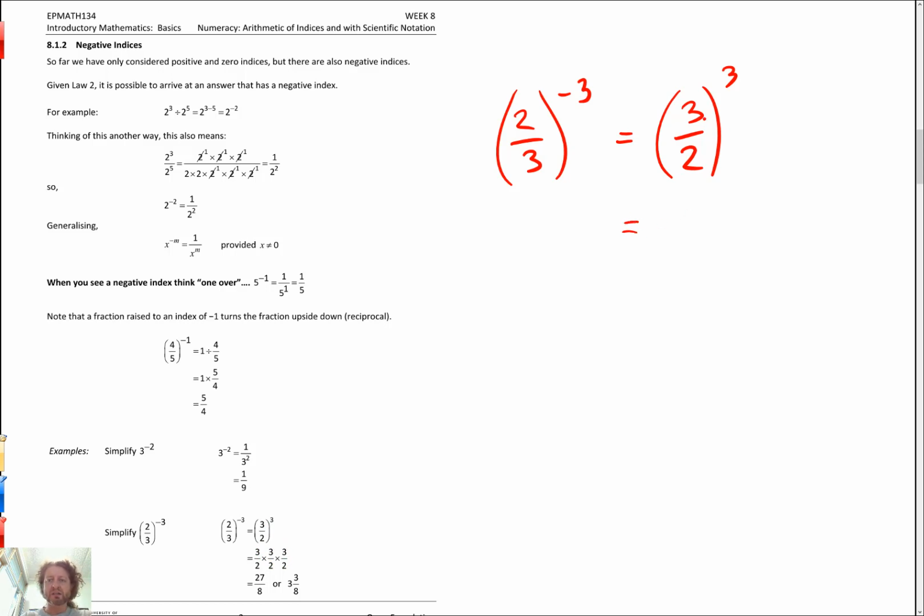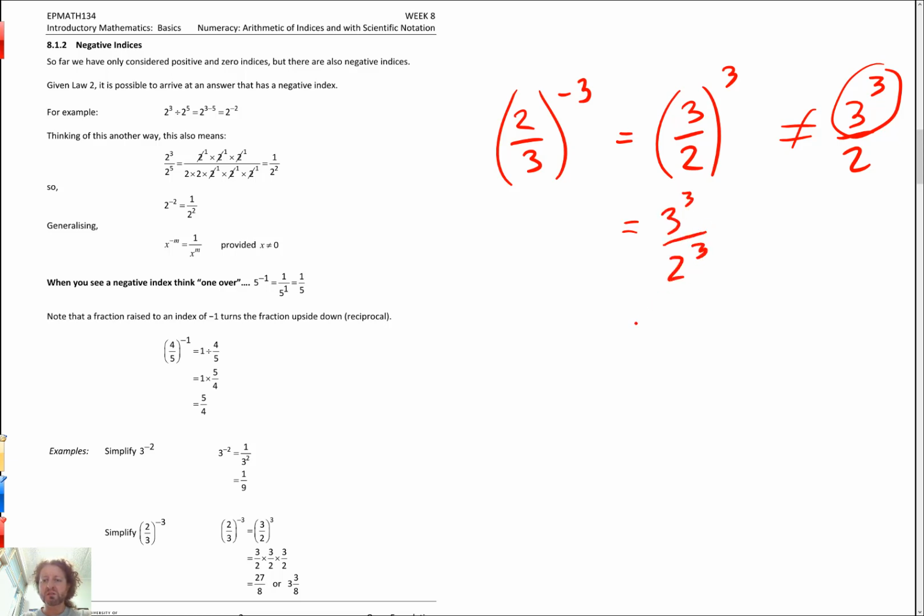Or another little shortcut: these brackets are saying everything inside here gets cubed, because that's not equal to 3 on 2 cubed. If someone asks me what that is, clearly it's only the 3 getting cubed. The answer to that is 27 on 2. These aren't equal. These are saying, hey look, cube everything in these brackets, which means cube the 3 and cube the 2.